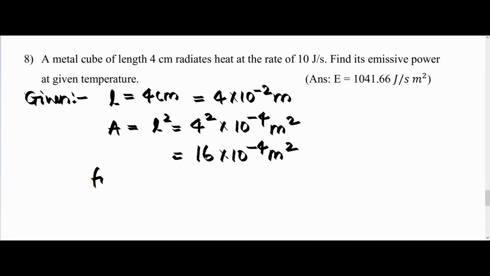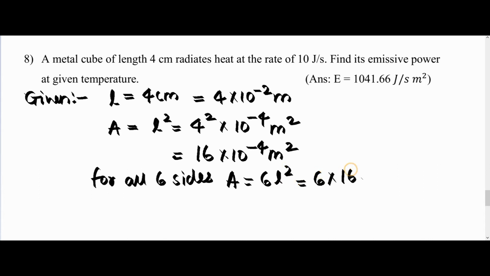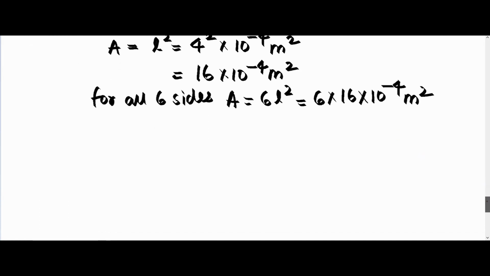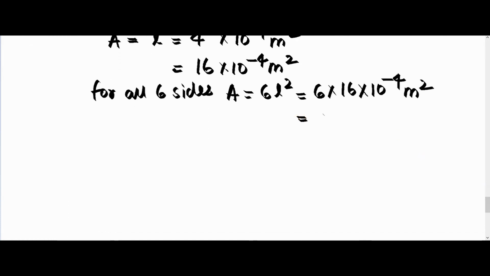So for all 6 sides, area A is equal to 6L square, which is equal to 6 into 16 into 10 raised to minus 4 meter square, which is equal to 96 into 10 raised to minus 4 meter square.